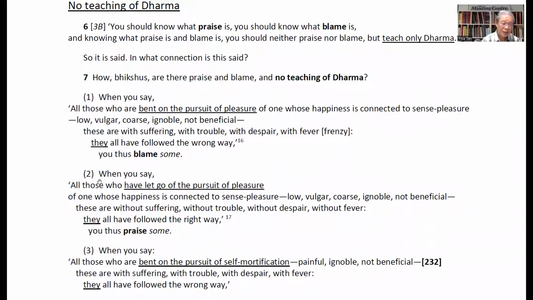Then number 2, when you say, all those who have let go of the pursuit of pleasure, this is the opposite. The previous one is those who are caught up with pleasure, and these are those who have given up pleasure, of one whose happiness is connected to sense pleasures, low, vulgar, coarse, ignoble, not beneficial. They are without suffering, without trouble, without despair, without fever. They all have followed the right way. You thus praise some, right? So here again, some will say, oh, okay, they feel happy because they think they're right. Only some will think that way, but not all, right? So these are two opposite statements.